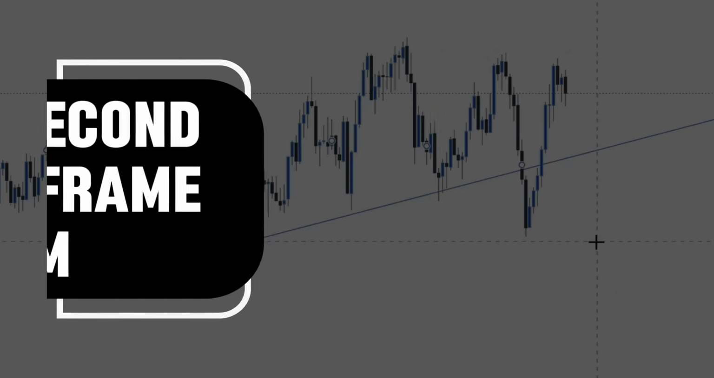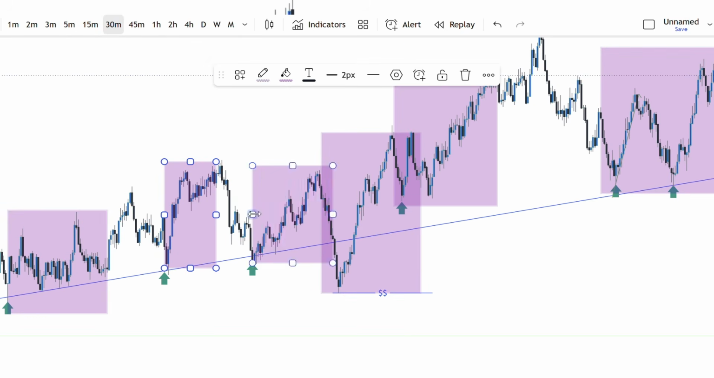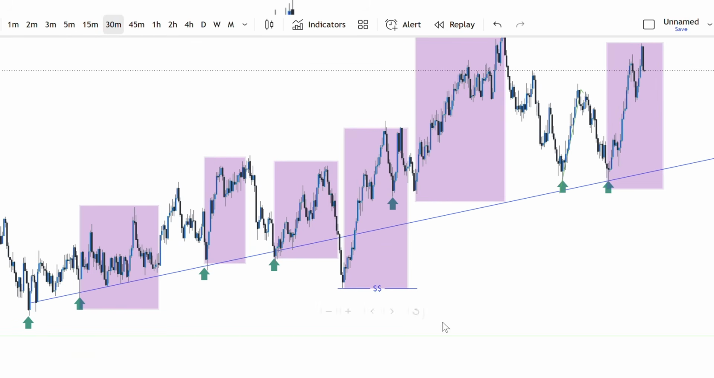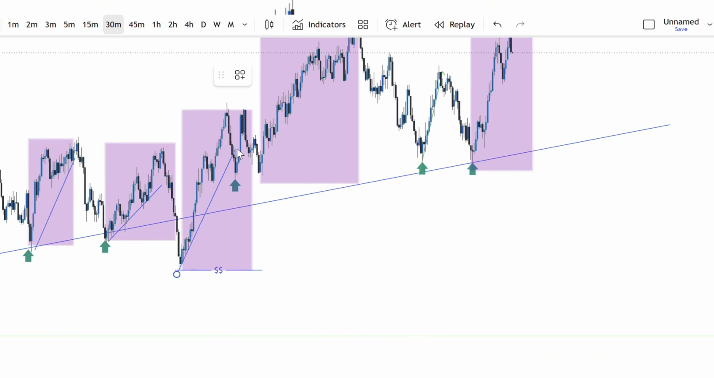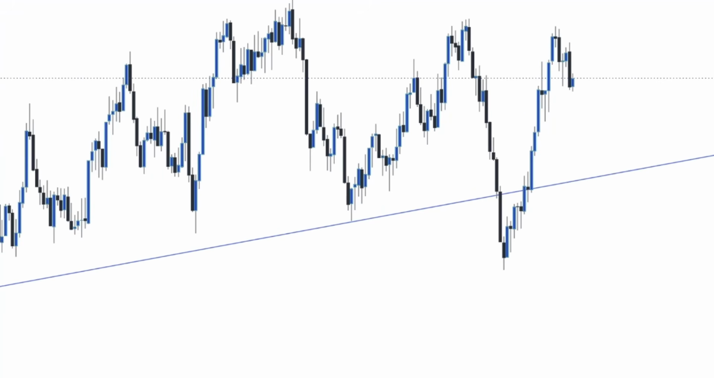The second time frame we are going to be checking out is 30 minutes time frame. In the second time frame, which is 30 minutes time frame in this case, we are going to be integrating the second concept, which is the current market trend. Looking at the price action, you can see we have the first current market trend, second current market trend, third current market trend, and fourth current market trend. So let's use one of these current market trend for example.